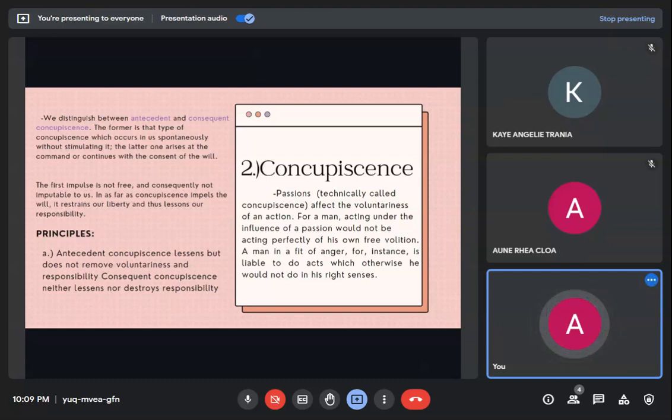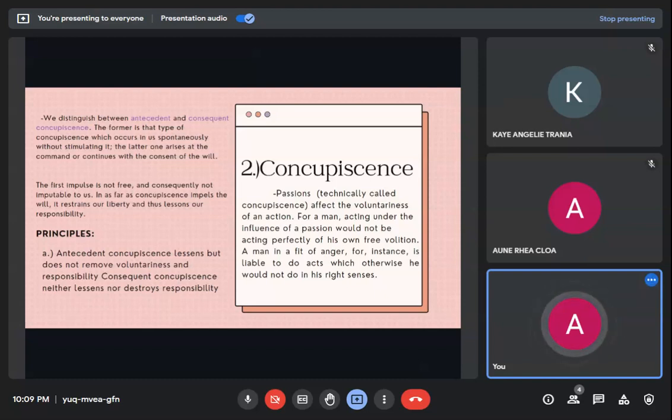We distinguish between the antecedent and consequent concupiscence. The former is the type of concupiscence which occurs in us spontaneously without our stimulating it. The latter arises at the command or continues with the consent of the will. The first impulse is not free and consequently not imputable to us. In as far as concupiscence impels the will, it restrains our liberty and thus lessens our responsibility.